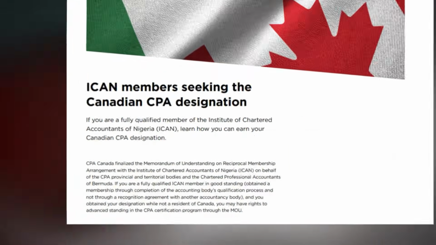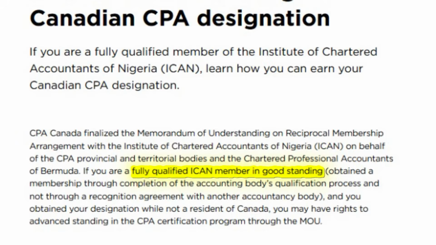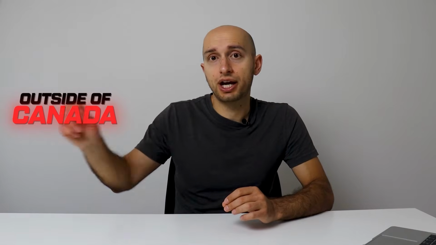So let me break down the admission steps one by one. First, check eligibility. You must be a fully qualified ICAN member in good standing. That means you completed ICAN's program and exams yourself, not through another body. You also need either a recognized university degree or at least 8 years of experience in any CPA competency area like financial reporting, audit, strategy, and so on. You must have also received your ICAN designation while living outside of Canada.